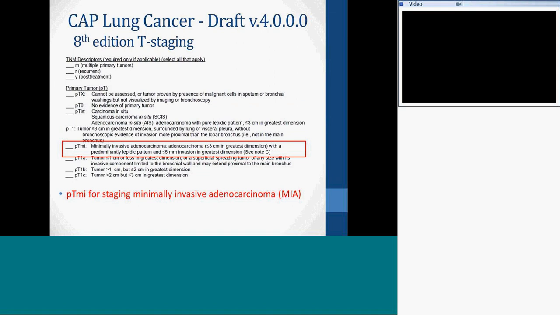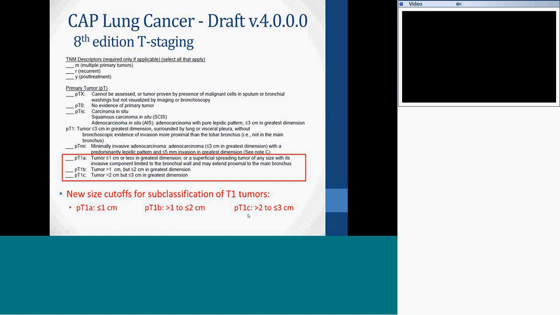As I'd previously mentioned, T1mi for minimally invasive adenocarcinomas. And there are new size cutoffs for subclassification of T1 tumors. So T1 tumors remain tumors that are up to 3 centimeters in greatest dimension. However, the cutoffs are different. T1a is now tumors that are less than or equal to 1 centimeter, and as you know, in the 7th edition, that cutoff is actually 2 centimeters. Whereas T1b tumors are now 1 to 2 centimeters in size, whereas in the 7th edition, they were 2 to 3 centimeters. And then a new category, T1c, is from 2 to 3 centimeters in size. And again, I would say this is invasive size.